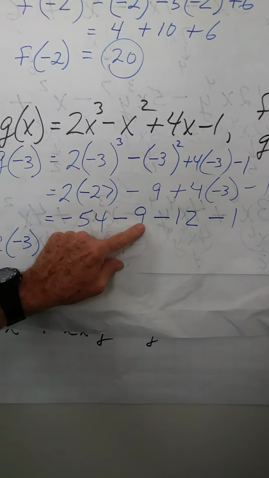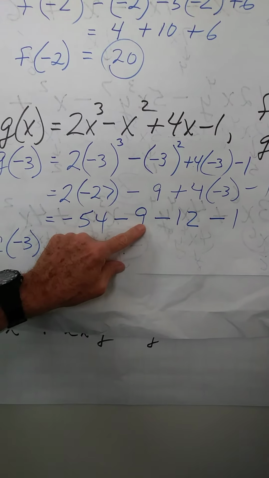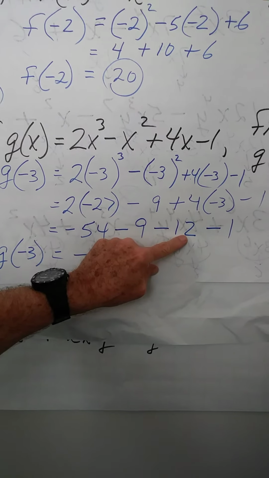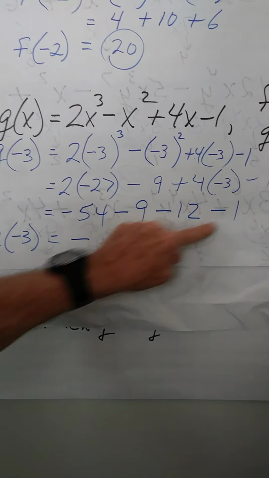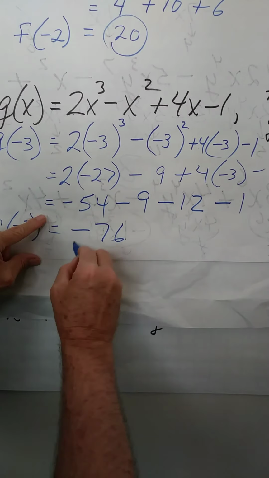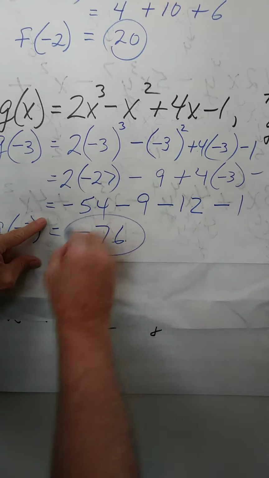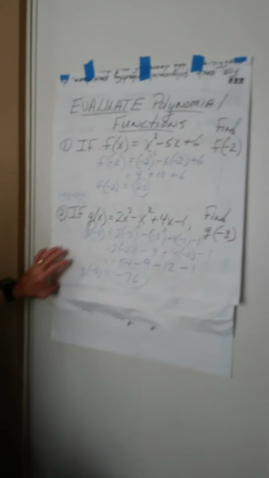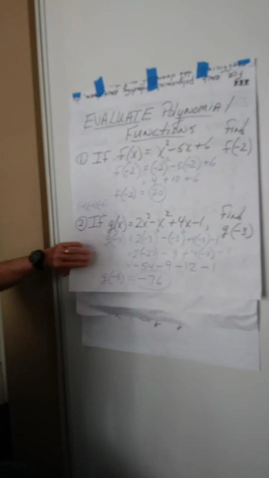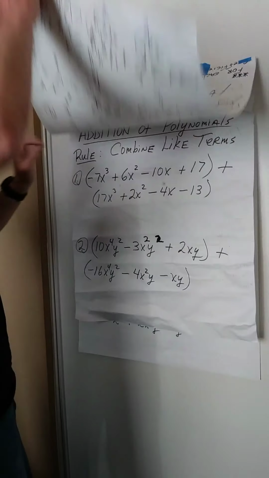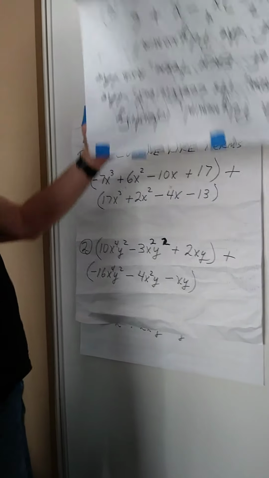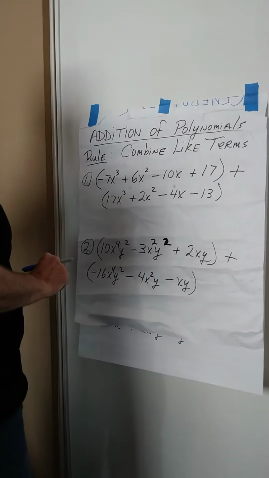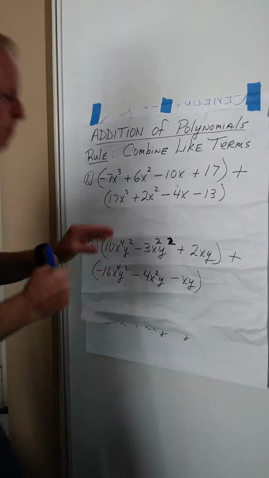54 added to 9, 63. 63 added to 12, 75, 76. The range is 76. Done. That's evaluating a polynomial function. We have done it before. We just never defined it as being that, but we've done it before.